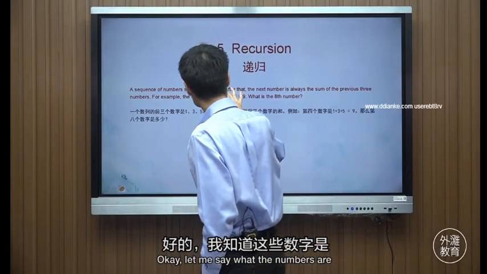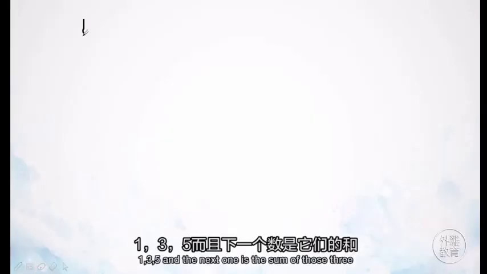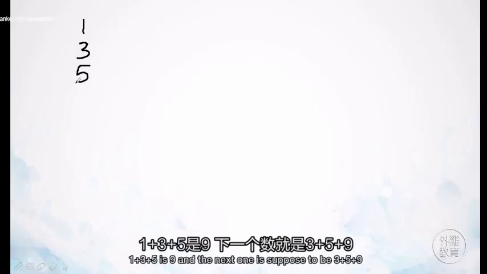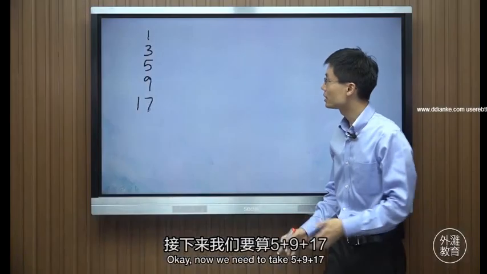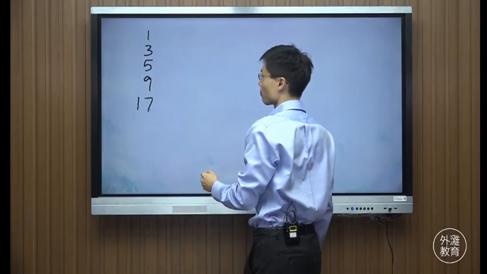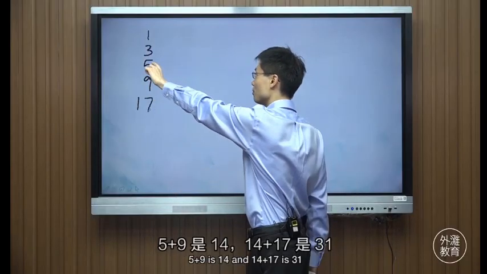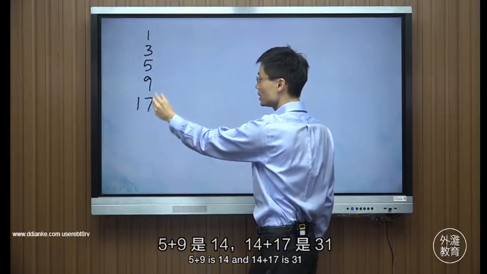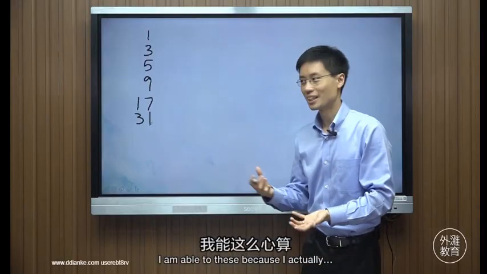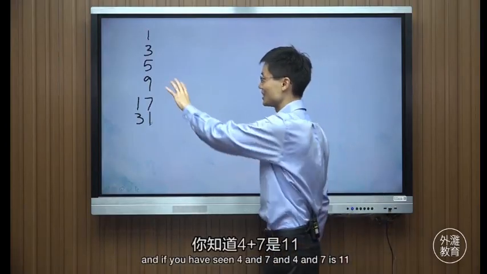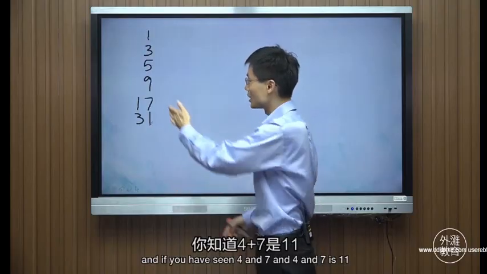Okay, so let me say what the numbers are. 1, 3, 5, and the next one is the sum of those 3. 1 plus 3 plus 5 is 9. Then the next one is supposed to be 3 plus 5 plus 9. 3 plus 5 is 8, 8 plus 9 is 17. Okay, now I need to take 5 plus 9 plus 17. Maybe this is mental math now. 5 plus 9 is 14. 14 plus 17 is 31. I'm able to do these because these numbers are my friends. And if you have seen 4 and 7, 4 and 7 is 11.